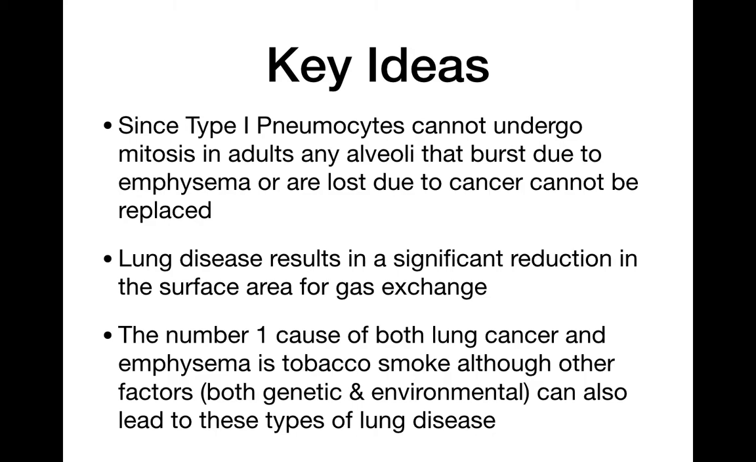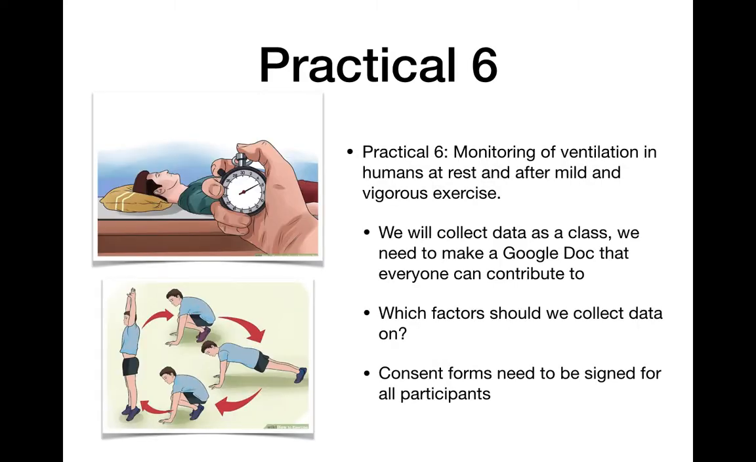Okay, key ideas. Since type 1 pneumocytes cannot undergo mitosis in adults, any alveoli that burst due to emphysema or are lost due to cancer cannot be replaced. Lung disease results in a significant reduction in the surface area for gas exchange. The number one cause of lung cancer and emphysema is tobacco smoke, although other factors, both genetic and environmental, can also lead to these types of lung disease.